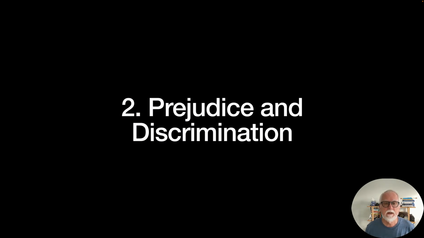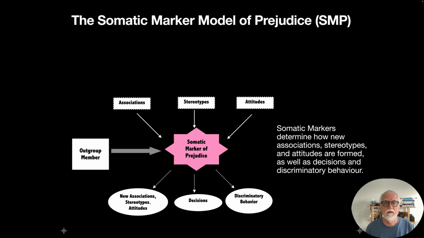All right, so now that we understand how we can measure prejudice, let's look a little more at how prejudice and discrimination go together. We can use this model that I have here, the SMP, to look at this, because I'm saying that somatic markers are a way to link the things at the top with the things at the bottom, right? So they determine how associations, stereotypes, and attitudes are formed, as well as our decisions and discriminatory behaviors.